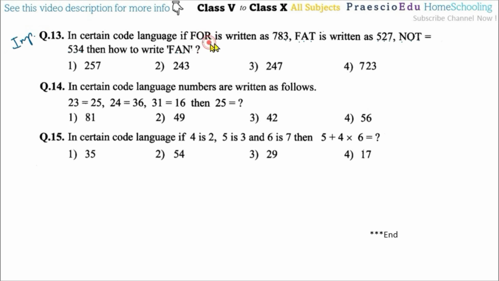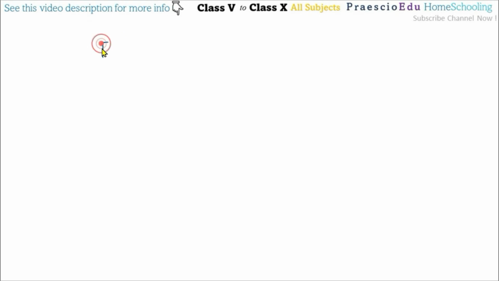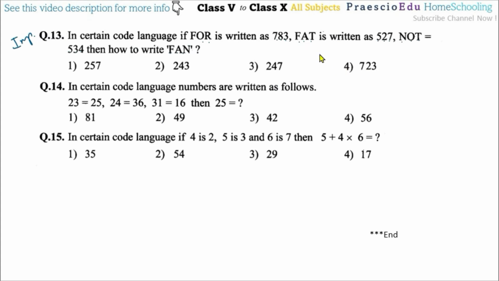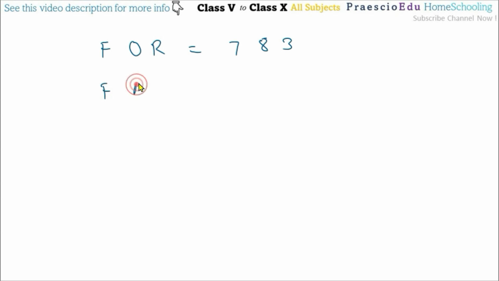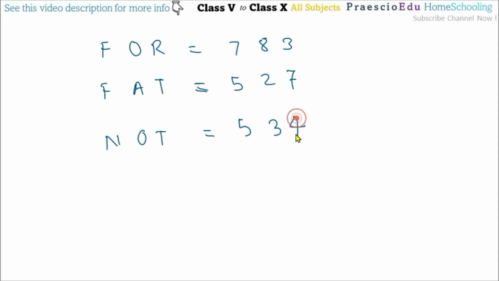Now FOR is written as 783, so I will maintain here FOR as 7, then 8 and 3. Then FAT as 5 2 7, and then NOT is written as 5 3 4. Now in this one, here also F and here also F.